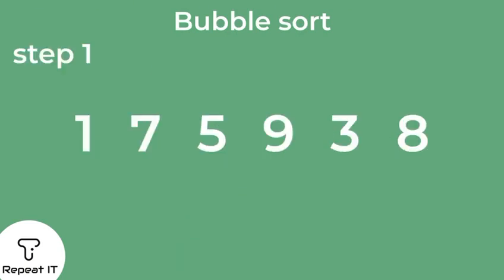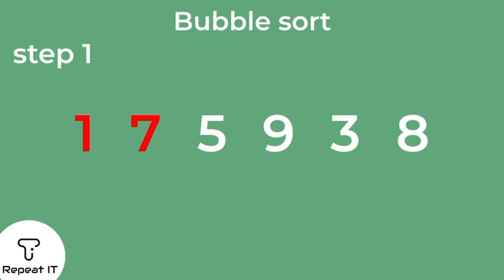Now let's practice with this list. This list consists of 6 numbers. It's 1, 7, 5, 9, 3 and 8. The first action of step 1 is comparing the first two numbers.